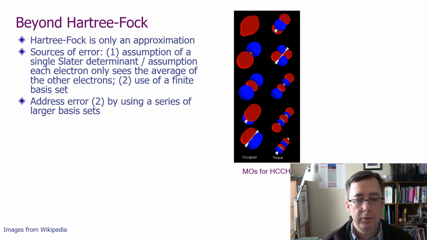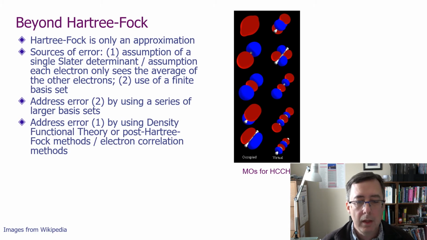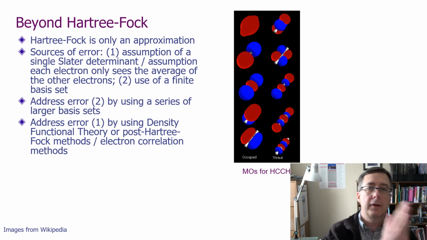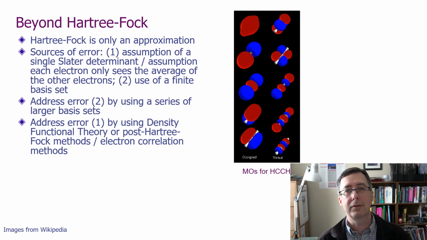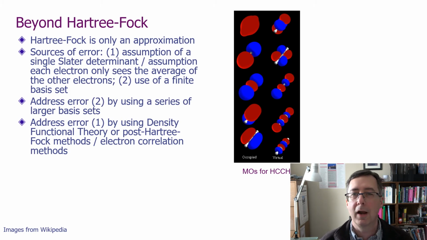Certainly error number two could be largely solved by just using bigger and bigger basis sets. Error number one requires us to do something different. One approach is I could shift over to density functional theory, which in principle is an exact theory. In practice, no one knows how to do that exactly, and so one winds up using approximations. Sometimes people talk about density functional approximations, which is what you do when you're actually trying to use density functional theory in a real calculation.